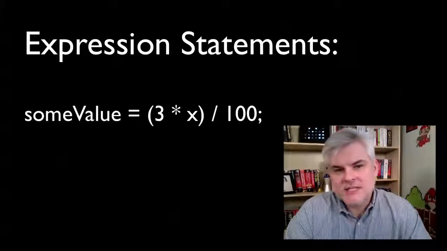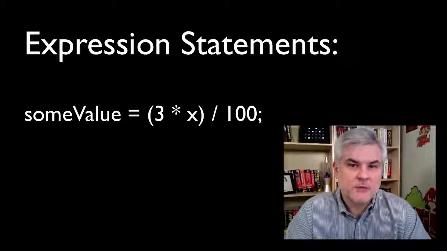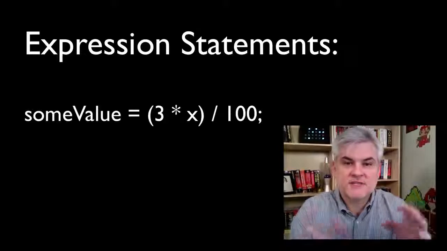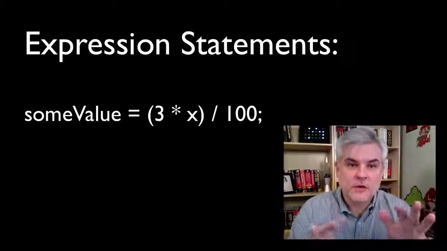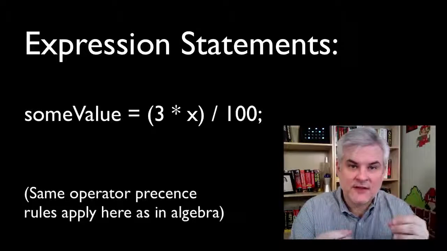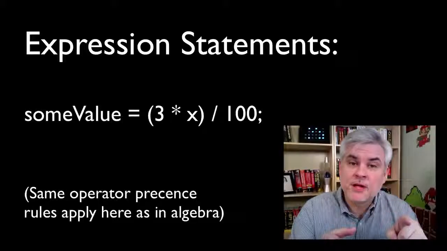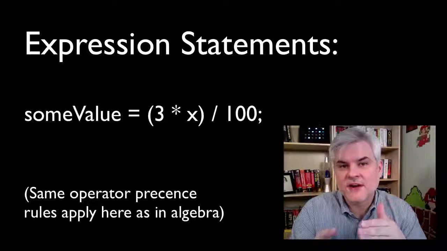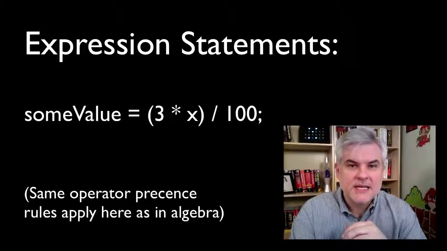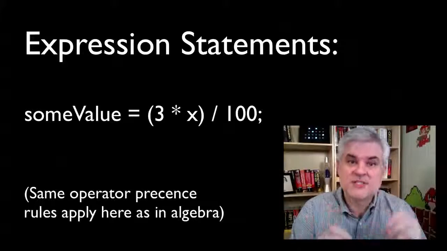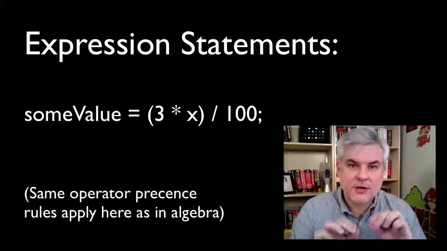Now, I just want to say this briefly, that the same rules that apply in algebra with regard to the precedence and the order in which things are evaluated are true in C# as well. So in this case, you would multiply 3 times x because there's parentheses surrounding those, and then you divide that by 100. Okay. But even in hairier examples, the same precedence operators apply.